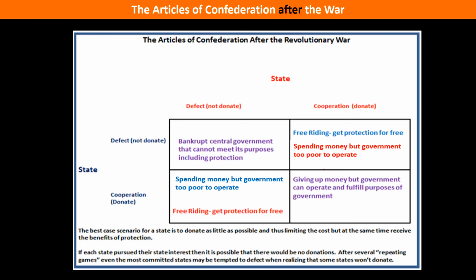When the war ended, so did the need to fully cooperate, thereby changing the game from a stag hunt to the prisoner's dilemma. Instead, it was to the advantage of each state to receive any benefit that the Articles might offer, but to put in as little as possible. This leads to a free riding situation and a prisoner's dilemma. Please pause the video and read the diagram.